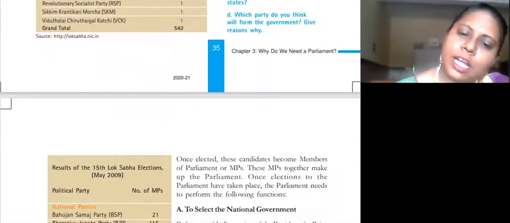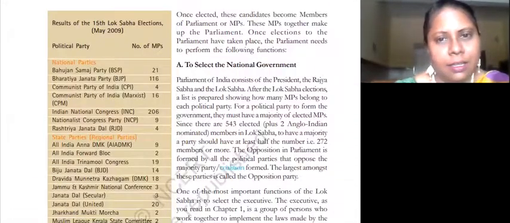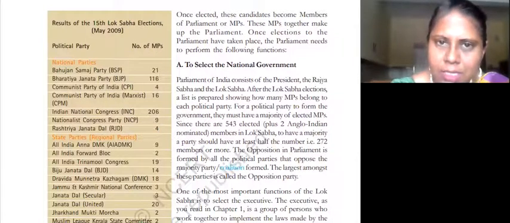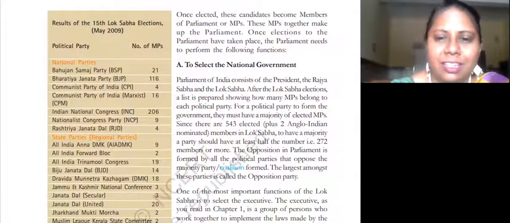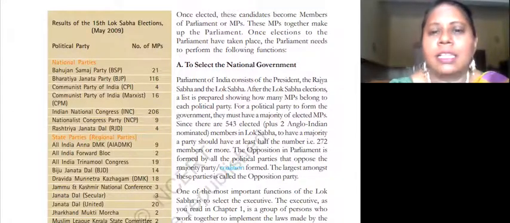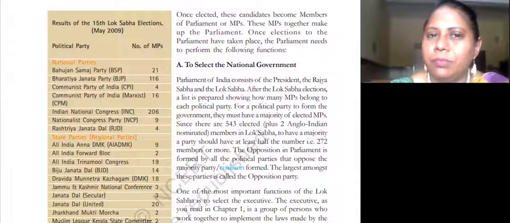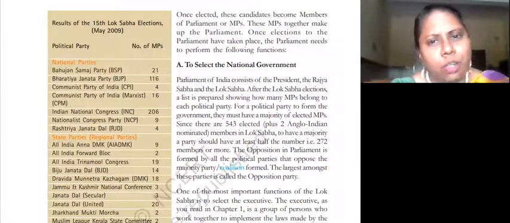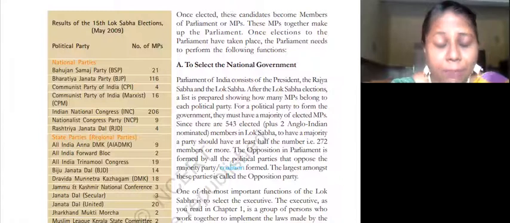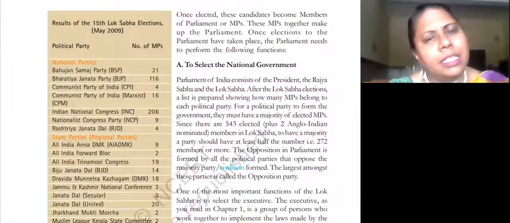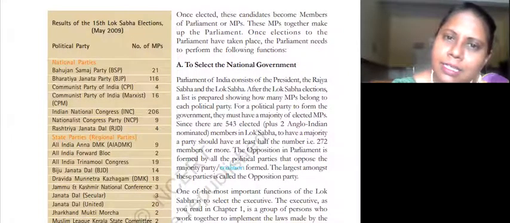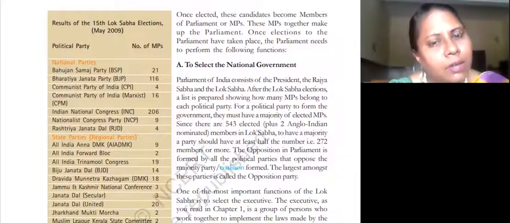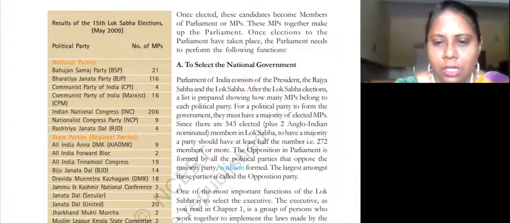The party which has the majority forms the government. The party which is in minority forms the opposition. Now, their work first is to select the national government. The party which has the majority forms the government. The PM and his ministers take oath. If any party doesn't get the majority, then various parties can join hands and form the government, which is known as a coalition government.